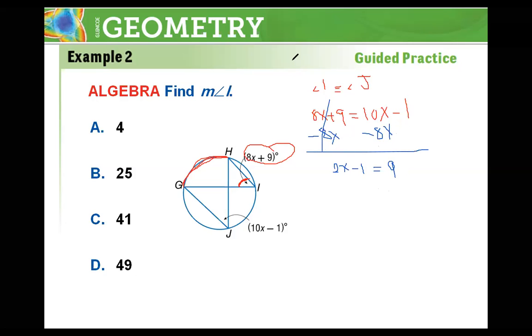Plus 1 on this side, and here also plus 1. Cancel. So 2x equals 9 plus 1, which is 10. 2x equals 10. Okay, thanks, Tamim.